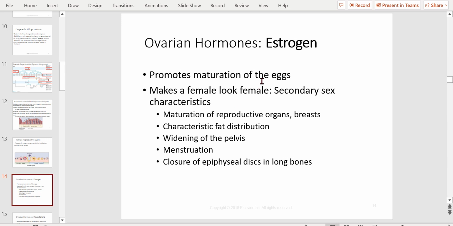The ovarian control: estrogen promotes maturation of the eggs, makes the female look female, secondary sex characteristics, maturation of the reproductive organs, breasts, characteristic fat distribution, widening of the pelvis. Remember that from Bones way back in the day, the female pelvis tends to be wider and a little shallower. Menstruation, closure of the epiphyseal disc in the long bones.